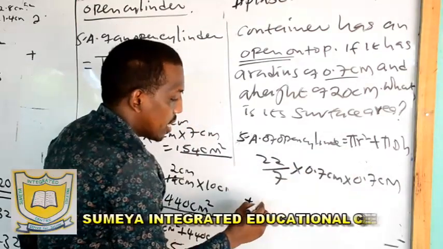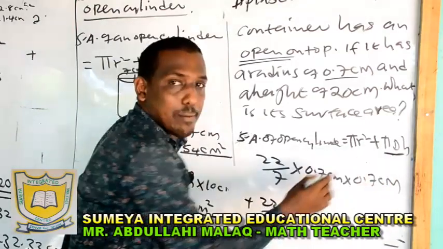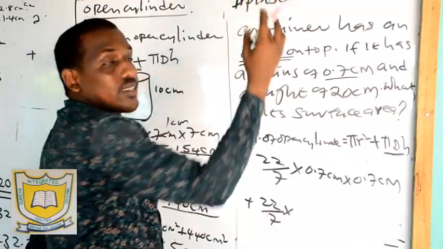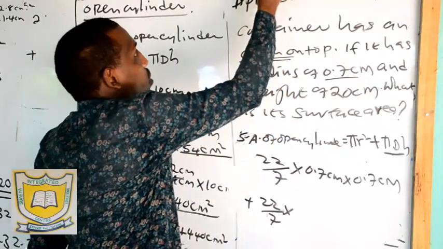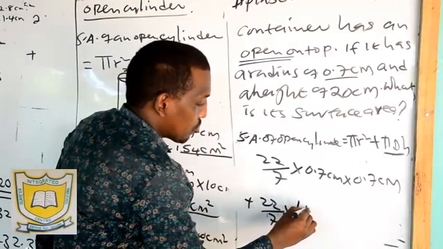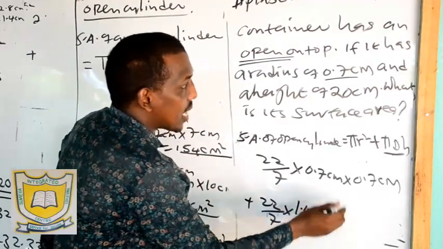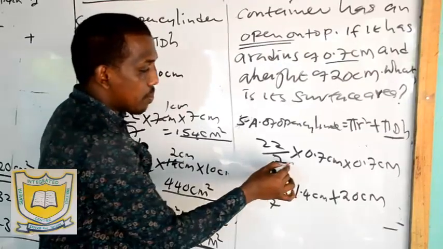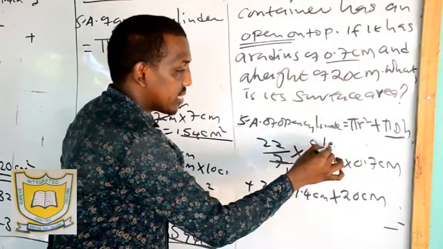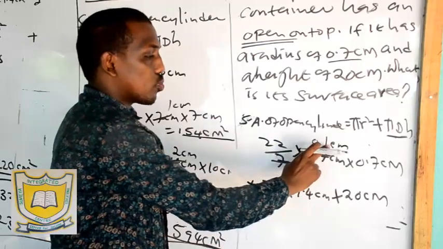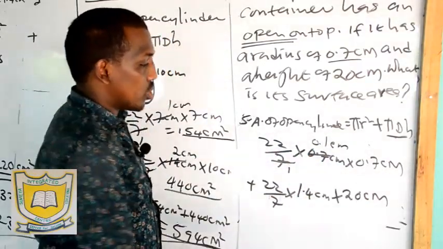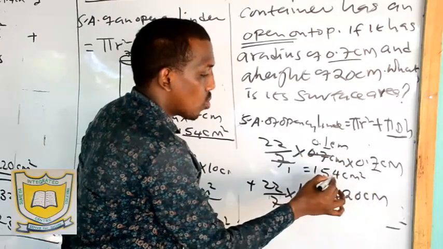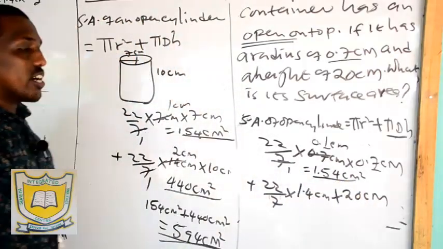Plus πdh: 22 over 7 times diameter. If the radius is 0.7, the diameter will be times 2, 0.7 plus 0.7, so it will be 1.4 centimeter, times the height, they said 20 centimeter. Let us solve now. 7 into 7 is 1, 7 into 0.7 is 0.1 centimeter. So 22 times 0.1 is 2.2, times 0.7 gives 154. Decimal points 1, 2, so you will get 1.54 centimeter squared.